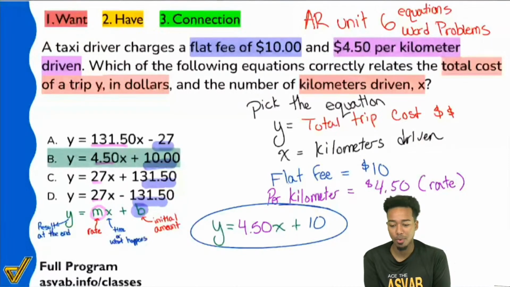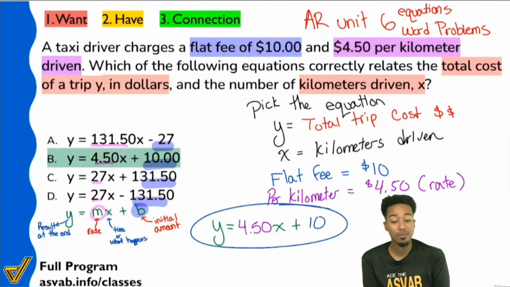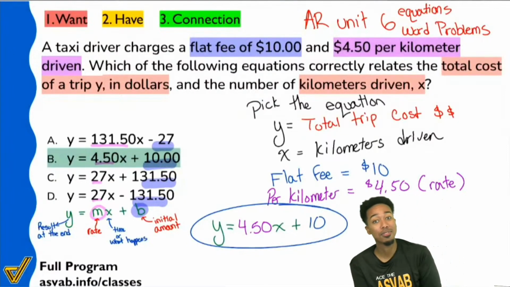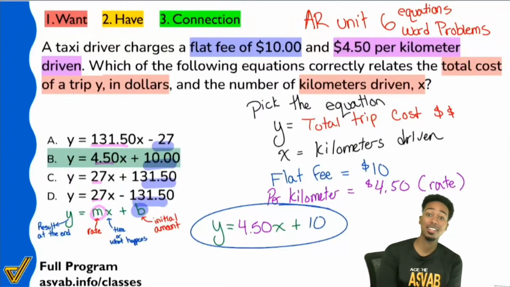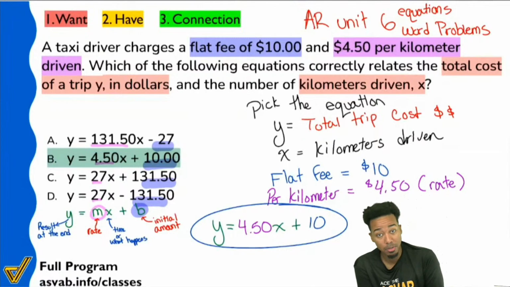Yeah, pretty straightforward, right? I could have switched up all the answer choices. I could have made it 4.5x plus 10, 4.5x minus 10, negative 4.5x plus 10, negative 4.5x minus 10. I could have switched it up for you with the positives and negatives, and it's possible that you might see a problem like that sometime in the future. Who knows?